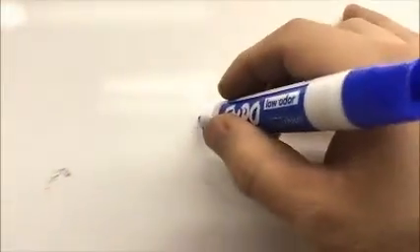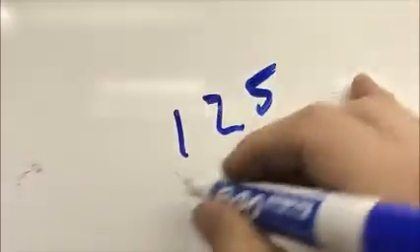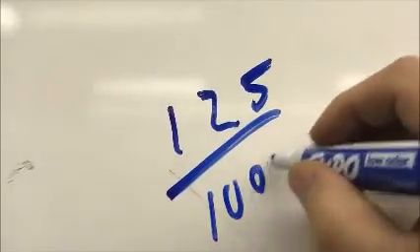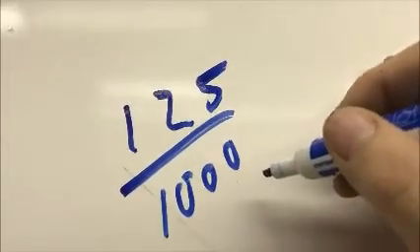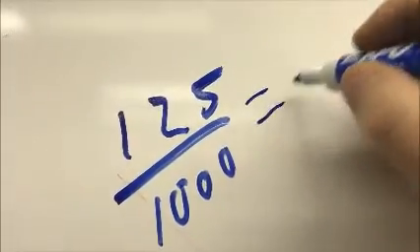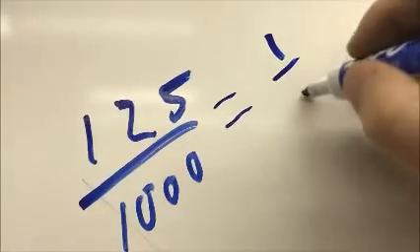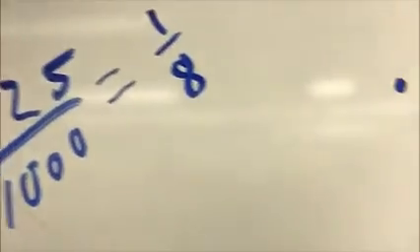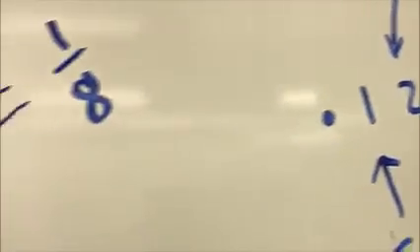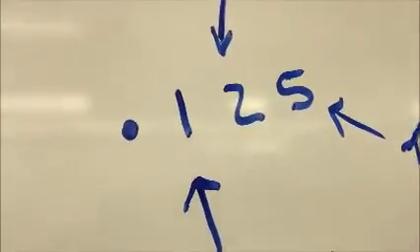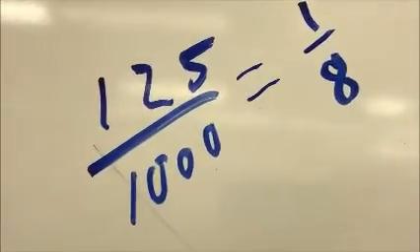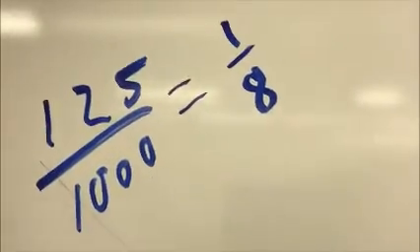So this looks like 125 over 1,000. If we put 125 over 1,000 and reduced it, it would reduce all the way down to 1/8. So that is how you convert a decimal to a fraction: put the 0.125 over 1,000 and then reduce it. It'll take a while, but it'll reduce down to 1/8.